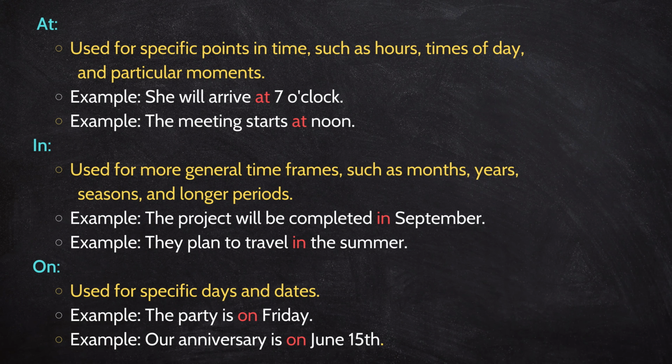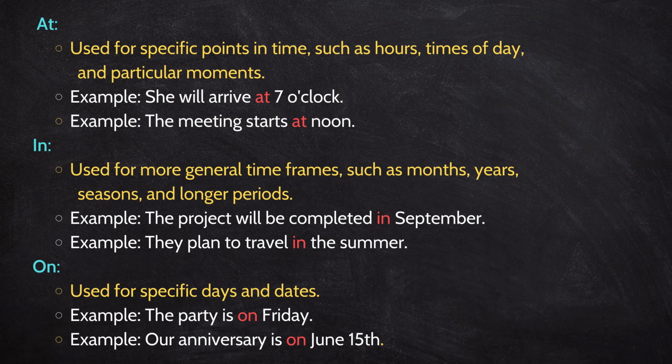At. At is used for specific points in time, such as hours, times of day, and particular moments. Example, she will arrive at 7 o'clock. It is showing a specific hour of the day, which is 7 o'clock. The meeting starts at noon. At shows the specific time of the day, which is noon or afternoon.